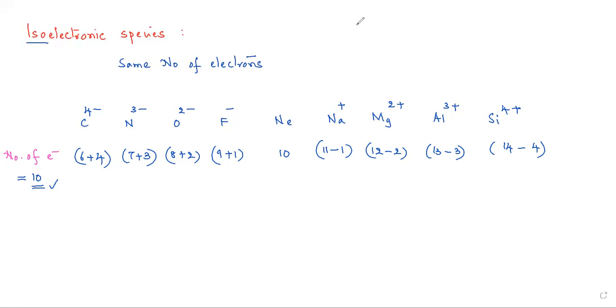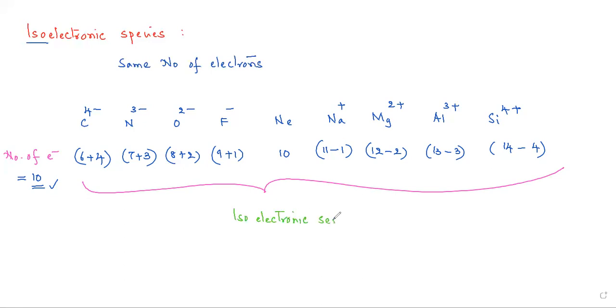And you know, such a series is said to be isoelectronic series. All of them have got the same number of electrons.